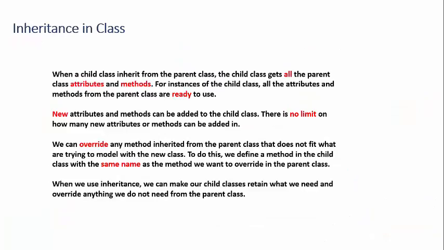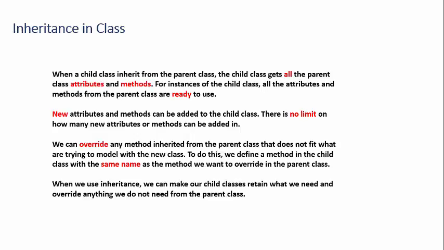So in summary, when a child class inherits from the parent class, the child class gets all the parent class attributes and methods. For an instance of the child class, all the attributes and methods from the parent class are ready to use. New attributes and new methods can be added to the child class. There's no limit on how many new attributes or methods can be added.